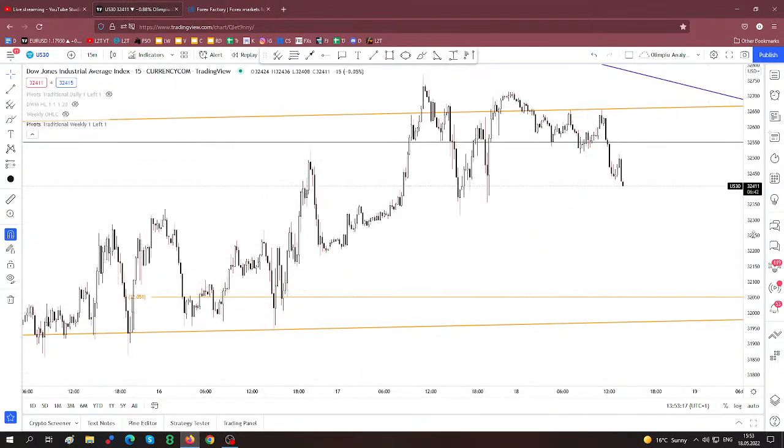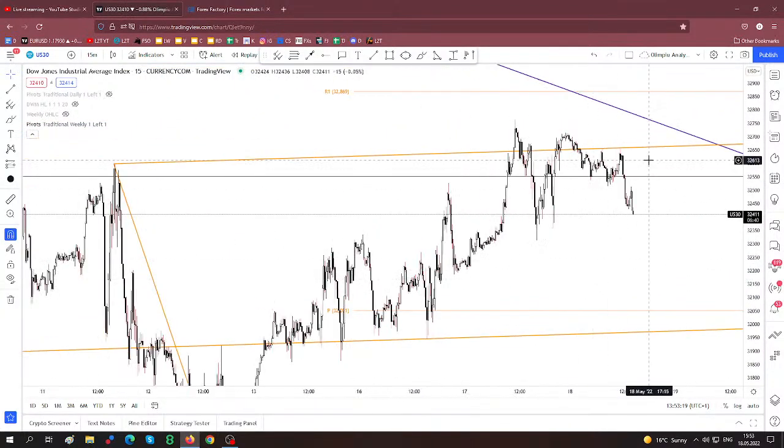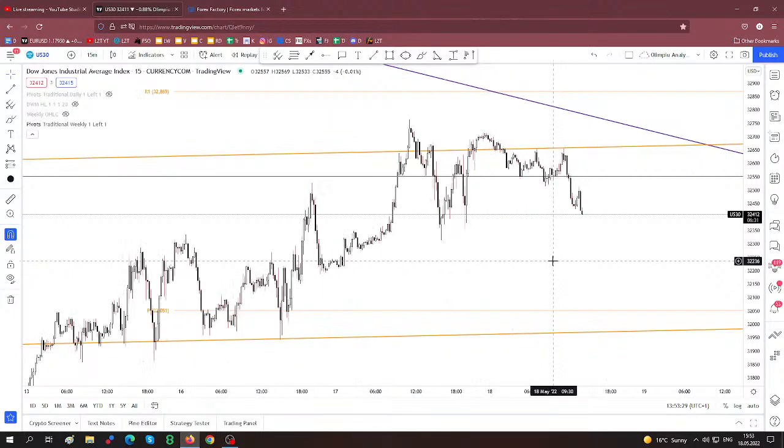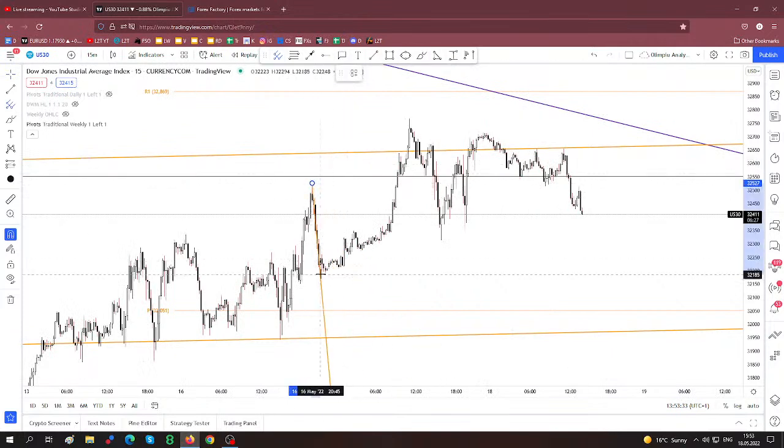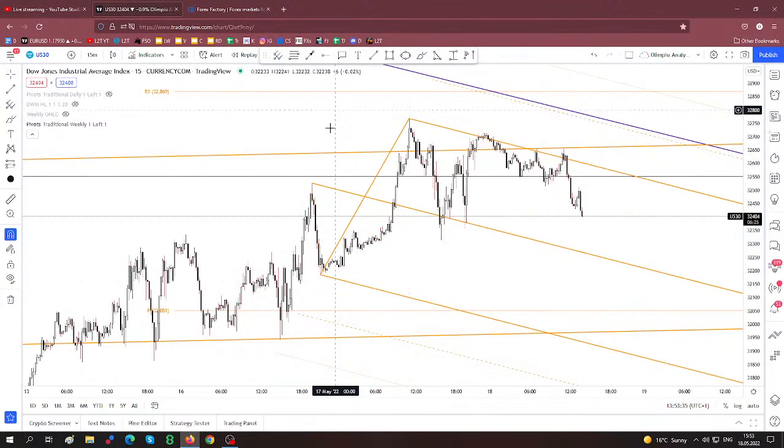15 minutes. Personally, I would have liked the price to also retest the downtrend line before coming back down. That's why I didn't open a trade here.